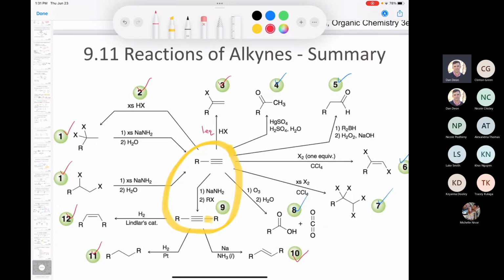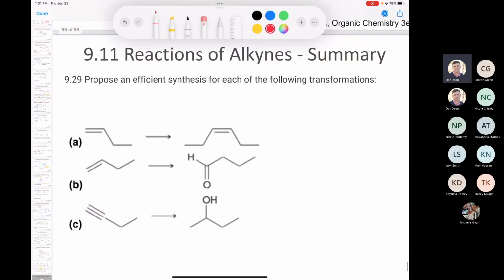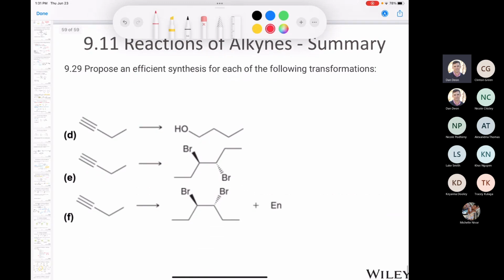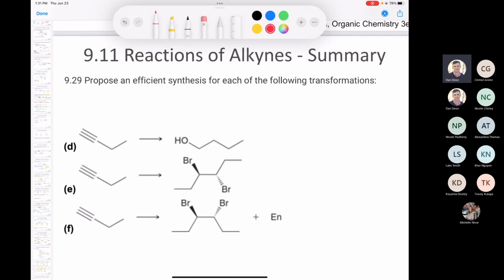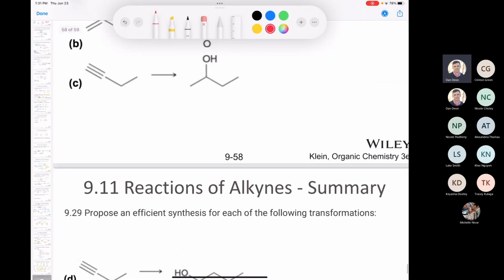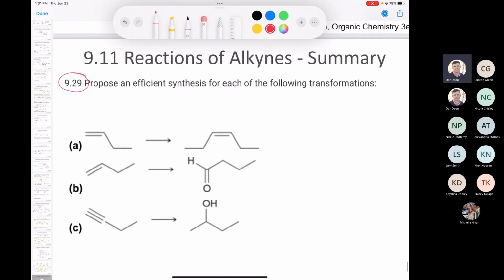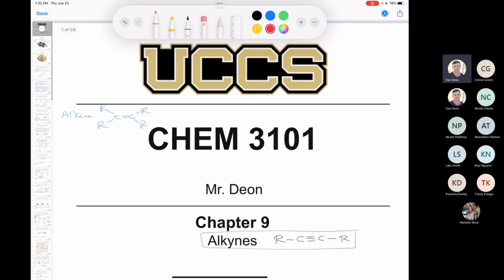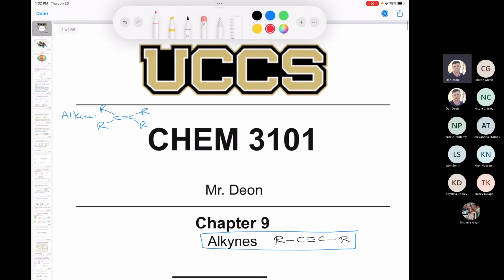So we've covered everything. And what we're going to do first thing on Monday morning is take a look at question 9.29. So be sure to try. I have 6 problems here. Be sure to give all of these a try, and then we're going to come back and take a hard look at all these. And then once we finish those, depending on time, we might do a couple more problems, but either way, we're going to start chapter 10 on Monday, which deals with radical chemistry. So there you go. We've covered a lot of alkyne work today.